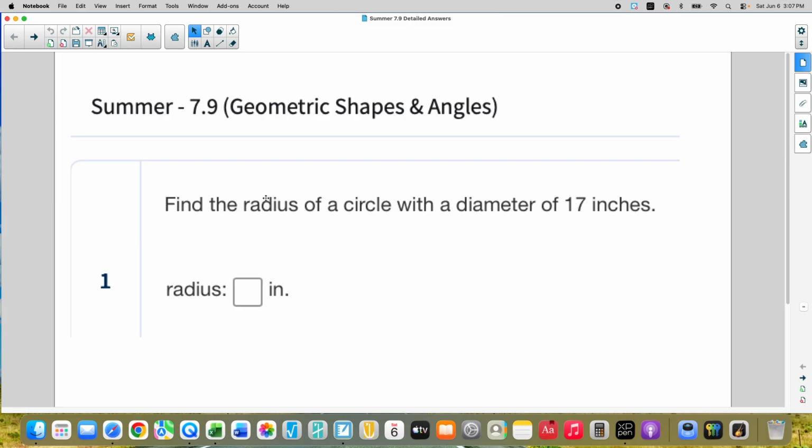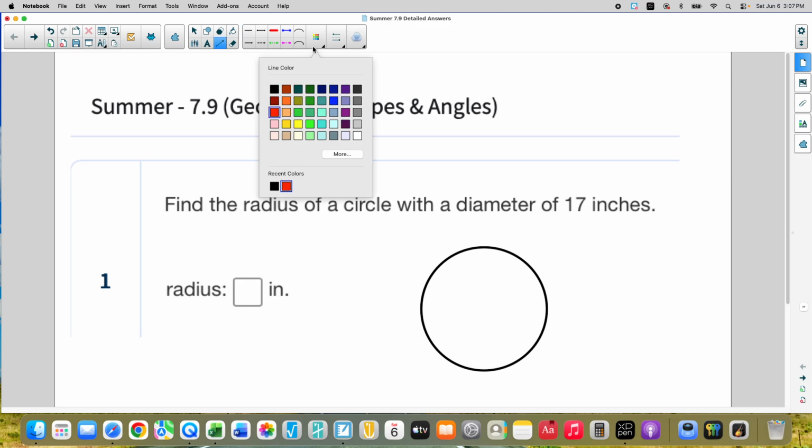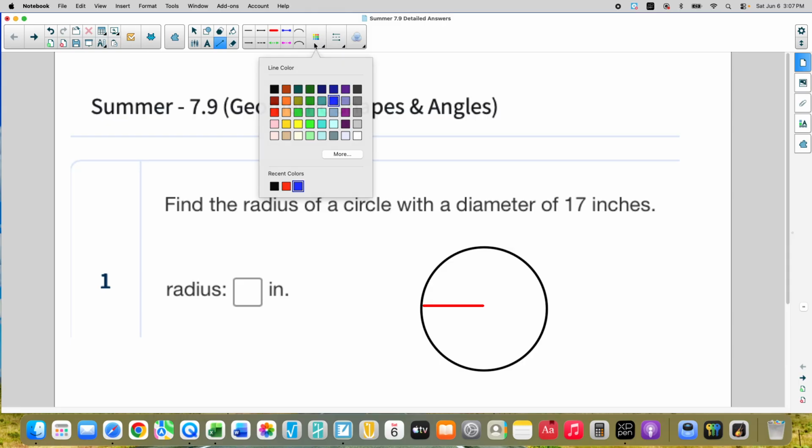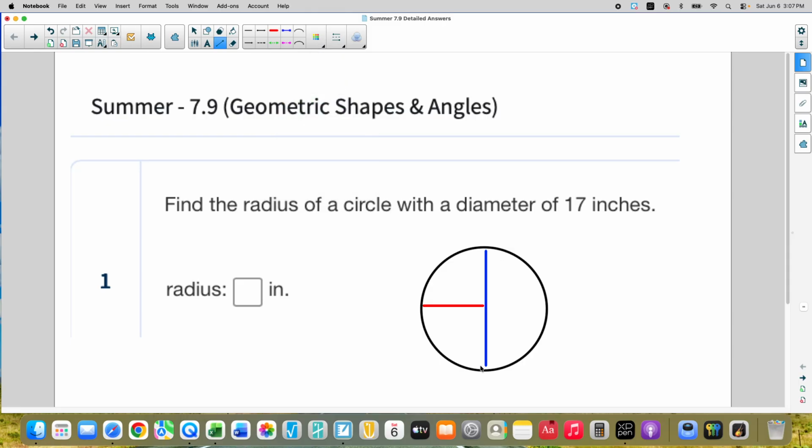So when we talk about the radius, if we look at a circle, let's get us a little circle here. And we know there are two important things that we need to recognize. We have the radius, which goes from the center of the circle out to the perimeter, or what we call the circumference when it's a circle. And then we have the diameter. The diameter goes from one side to the other.